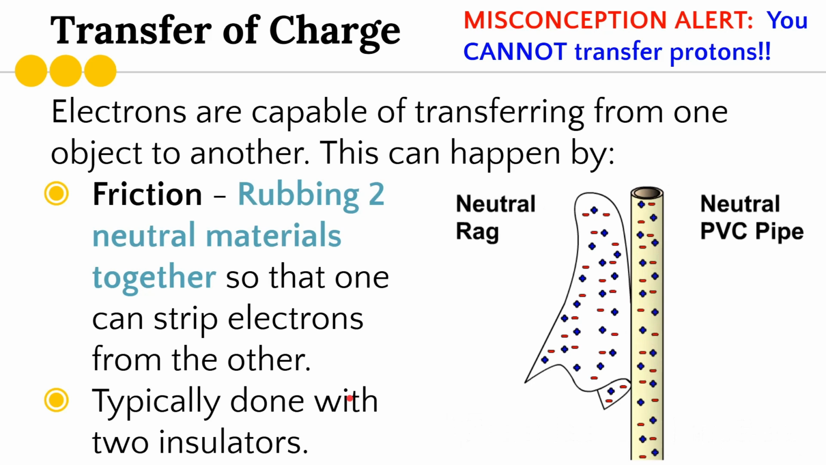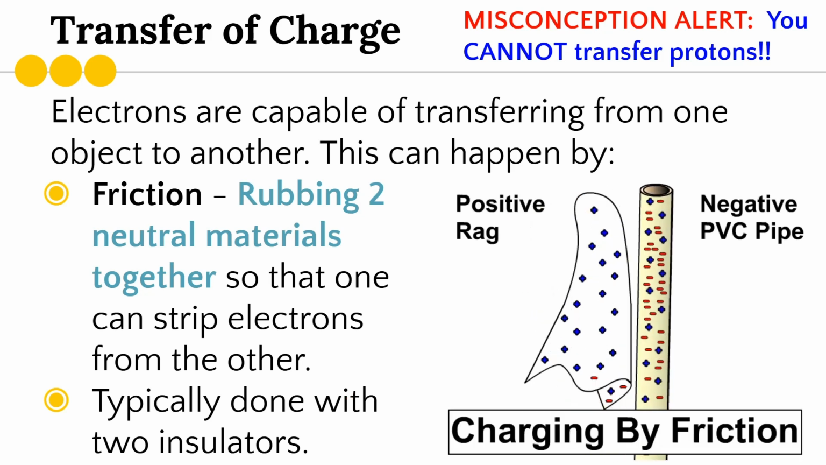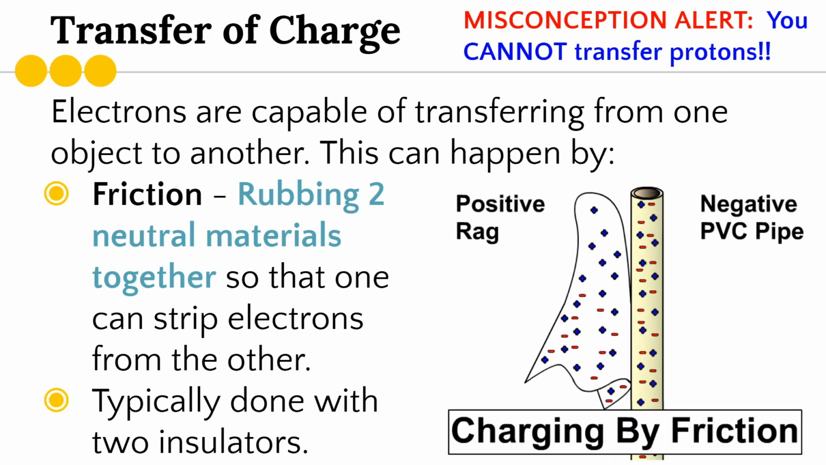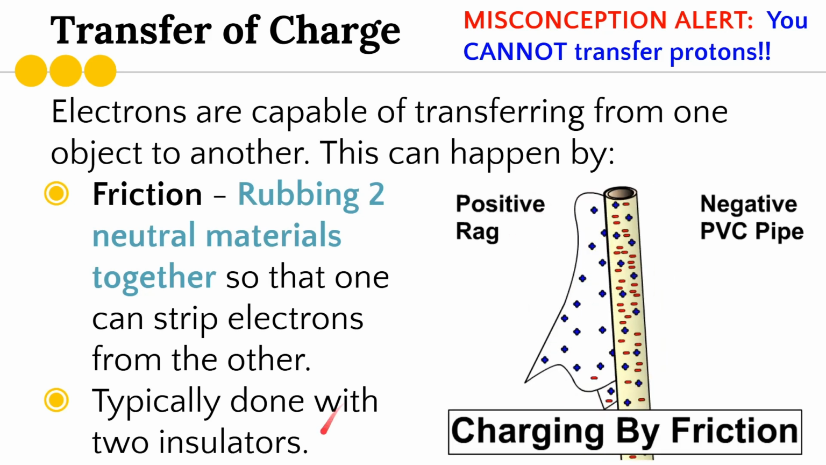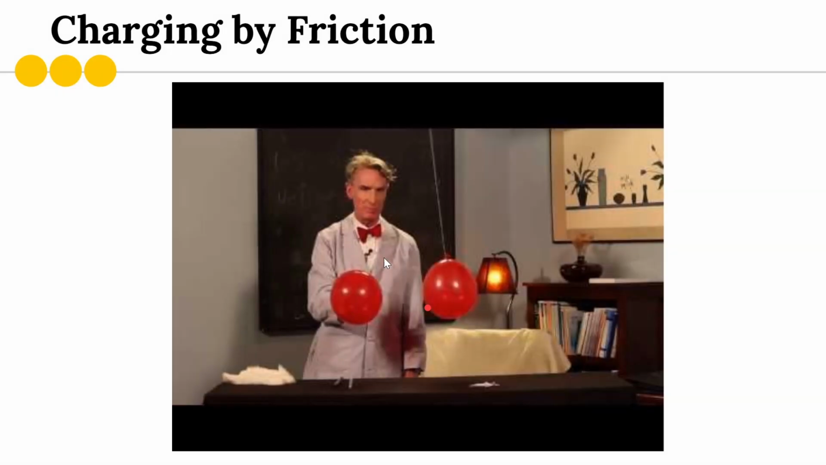You see charging by friction typically with insulators, but it doesn't have to be. But you can rub two things that aren't metal together and charge them up. Now, could you do it with metal? Sure, it just discharges a lot easier. It doesn't build the charge as well, which is why it says it's typically done with two insulators.